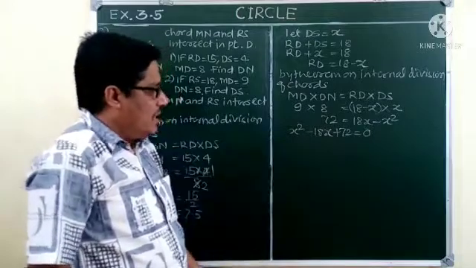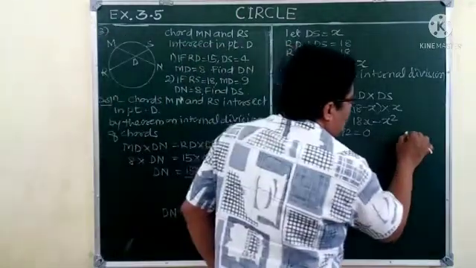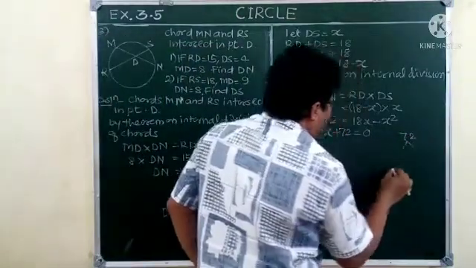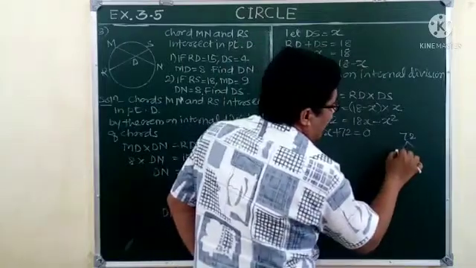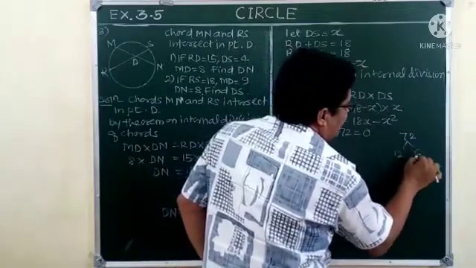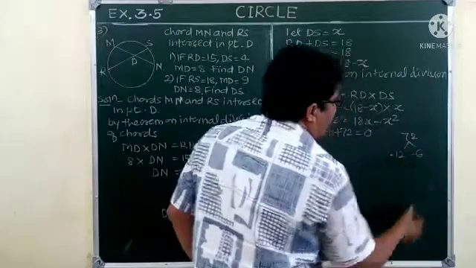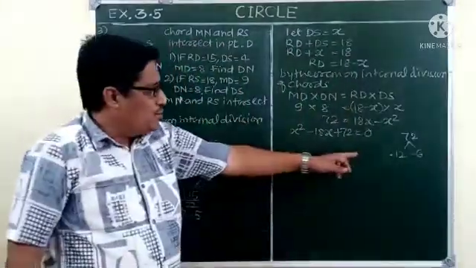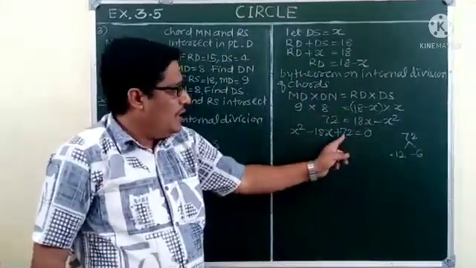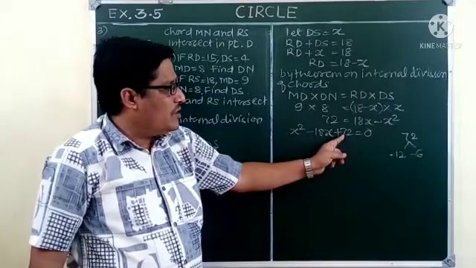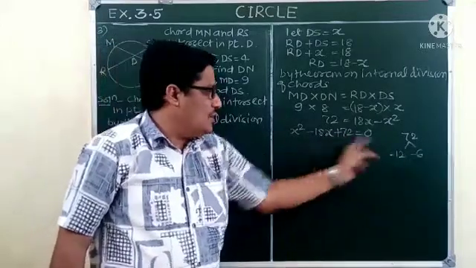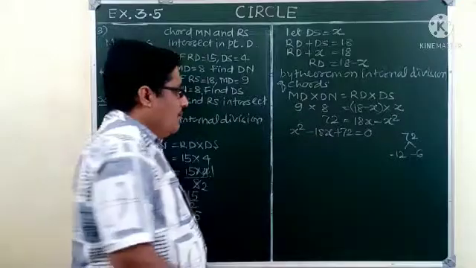72 can be divided into two factors, that is 12 and 6. Both should be negative. Then only here we will get the product 72 as well as addition minus 18.